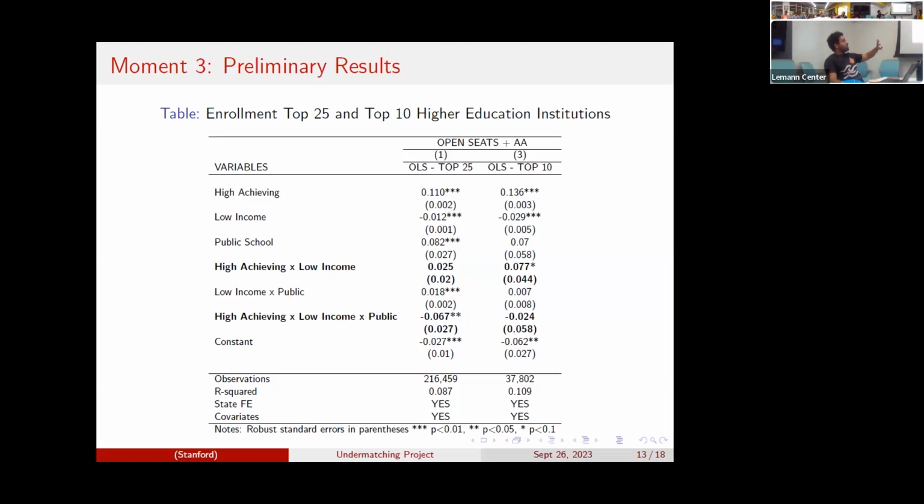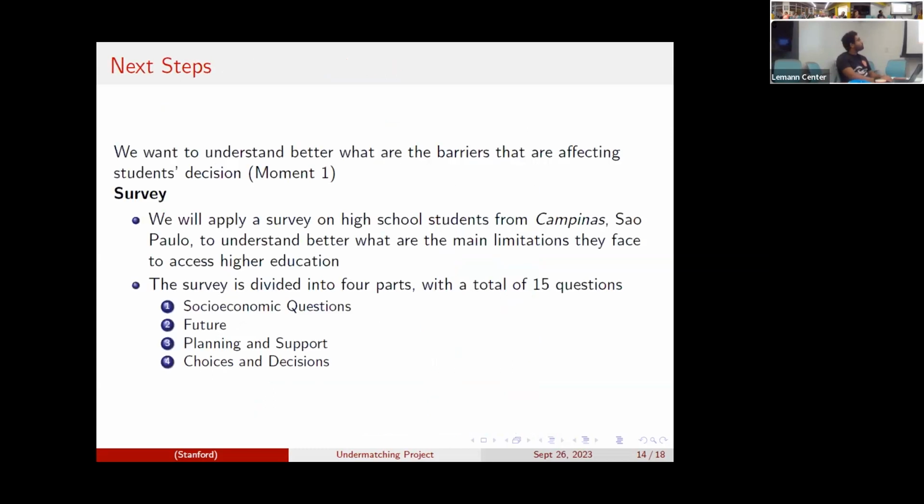We still have some negative effects, but mostly related to when the students also come from a public school. When you're only controlling for being a high achieving low income student, the results are not necessarily significant, and also positive, but very close to what the literature shows: the main problems are in the application moment, not necessarily in the enrollment. So these are basically the first two results that we get.